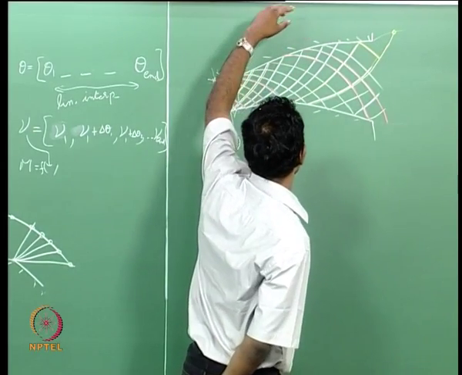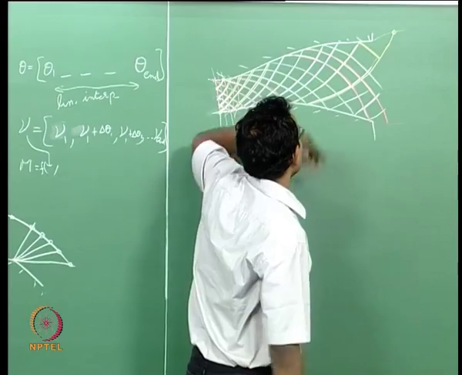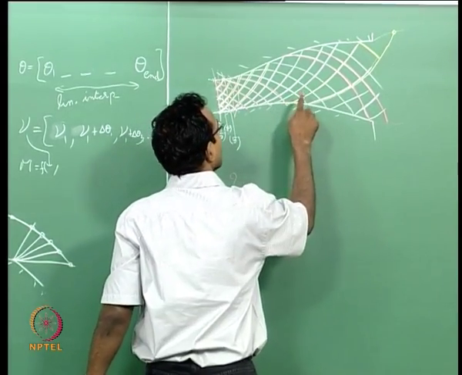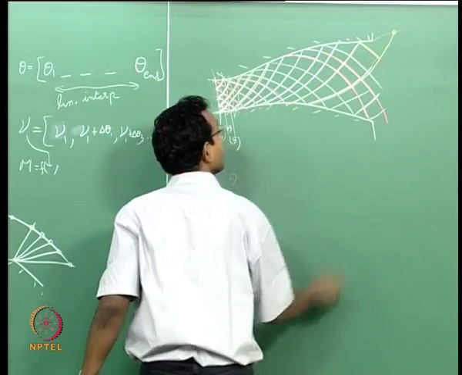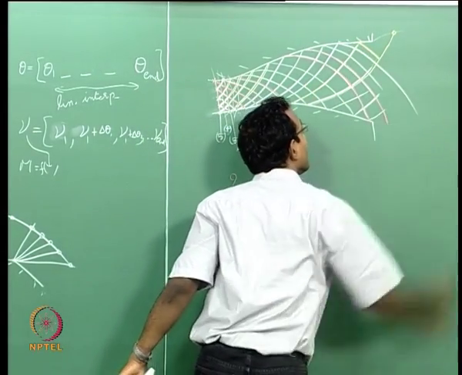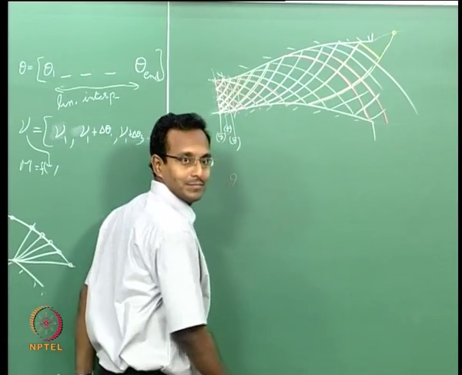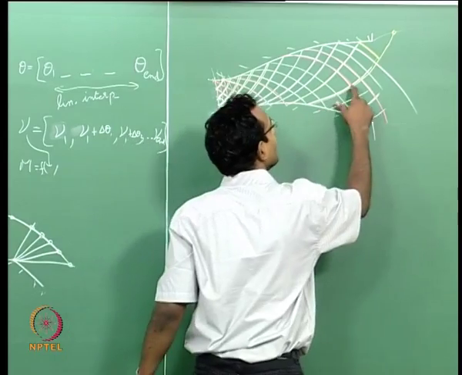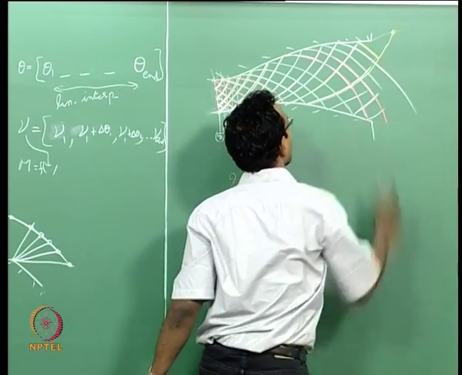I missed somewhere some characteristics. There should be 9. I missed one characteristic. Yes, I missed a characteristic here. That characteristic should also be there. Okay. Otherwise, it will not work. 1, 2, 3, 4, 5, 6, 7, 8, 9 points.